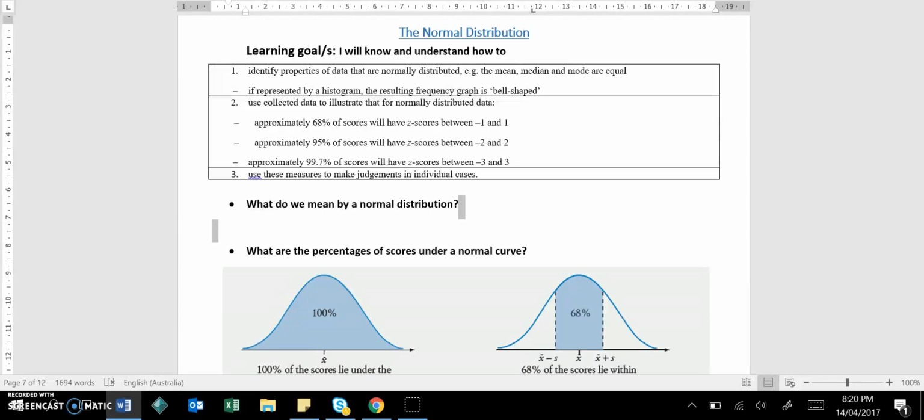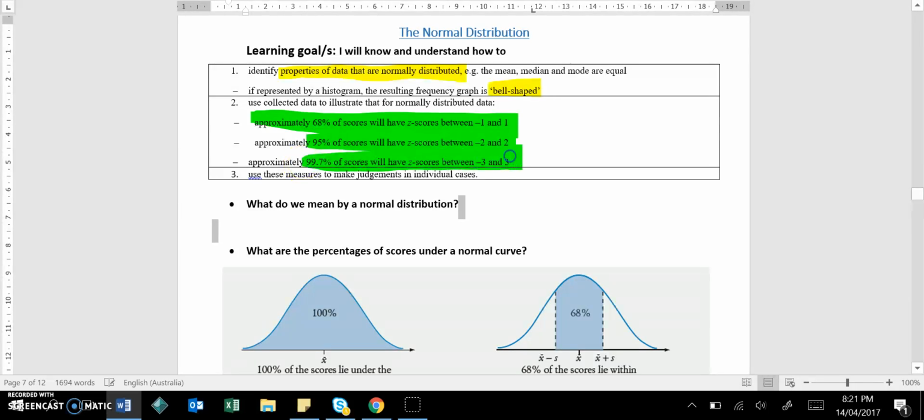So our learning goals for this section are to identify properties of data that are normally distributed. Also, if it's represented by a histogram or a frequency polygon, it should be looking bell-shaped for a normal curve. Then this next bit's really important. It's really important that you know that approximately 68% of scores will have z-scores between 1 and -1, 95% between -2 and 2, and 99.7% between -3 and 3. And obviously you want to be able to use these measures to make judgments in individual cases.